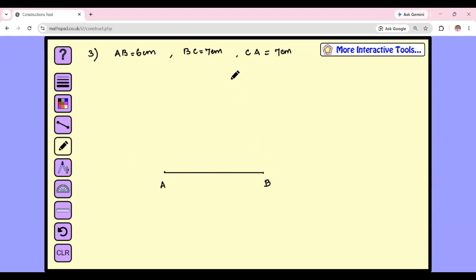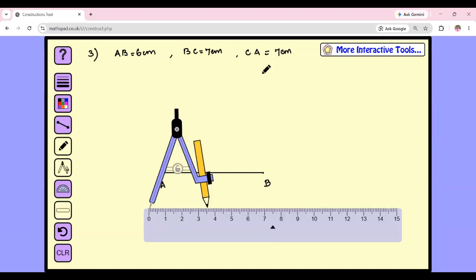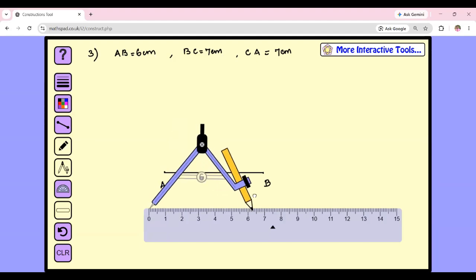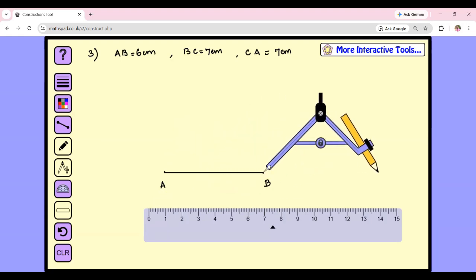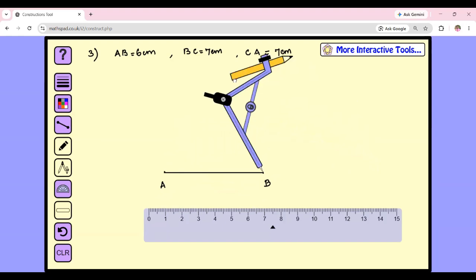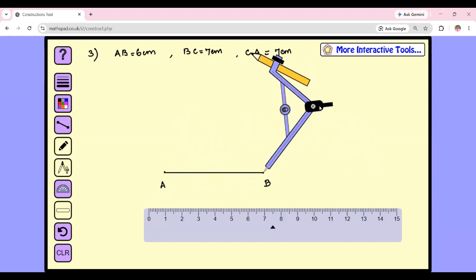So next we have to take BC as 7 centimeter, and CA also 7 centimeter. Now take 7 centimeter in your compass. So BC is equal to 7 centimeter. Keep the pointer in B, we are going to construct BC, and draw an arc up.